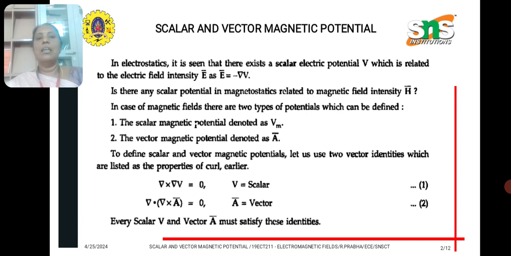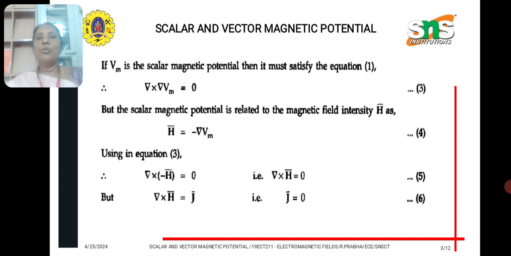So every scalar V and every vector A must satisfy these identities, and Vm is denoted as scalar magnetic potential, and this must satisfy the equation del cross del Vm is equal to 0. But minus del Vm is equal to magnetic field intensity H vector. So by substituting H is equal to minus del Vm in equation 3, this becomes del cross minus H is equal to 0, and we can write del cross of H is equal to 0.